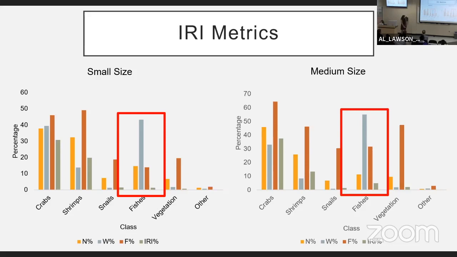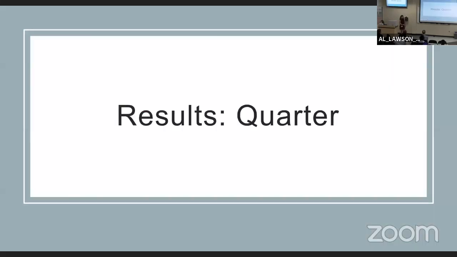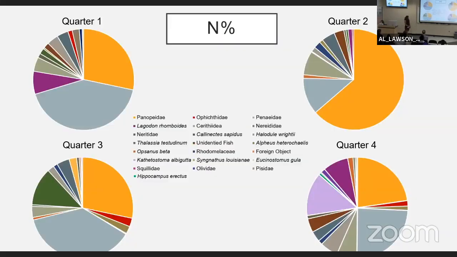So if we're going to break it down based on the quarters, we're going to see, again, the same general trends with shrimp and mud crabs. But actually, for quarter 1, 3, and 4, shrimps were the most abundant, followed by mud crabs. So that's actually a little bit of a flip from the other patterns we were seeing. Whereas quarter 2 is, again, you see that way larger portion with mud crabs followed then by shrimp.